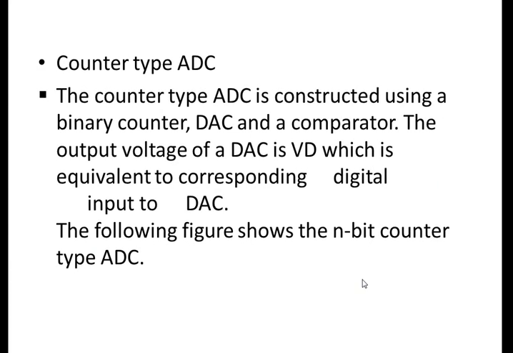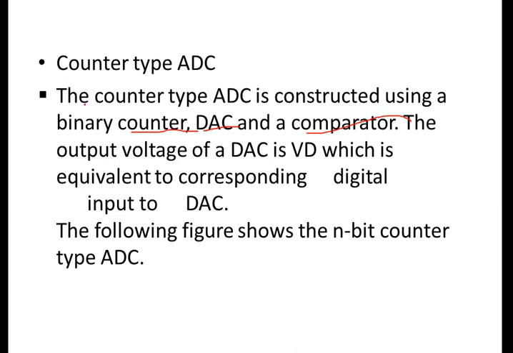So the counter type ADC uses a DAC. The components used in the counter type ADC are the DAC, comparator and binary counter. As the name itself says, it is the counter type ADC because it uses a counter in order to convert the analog signal into the digital signal. That's the reason it is called the counter type ADC.